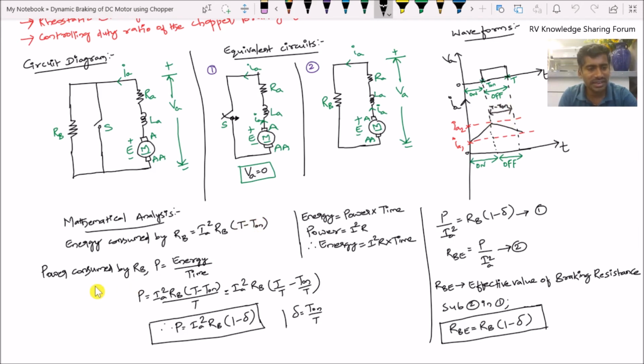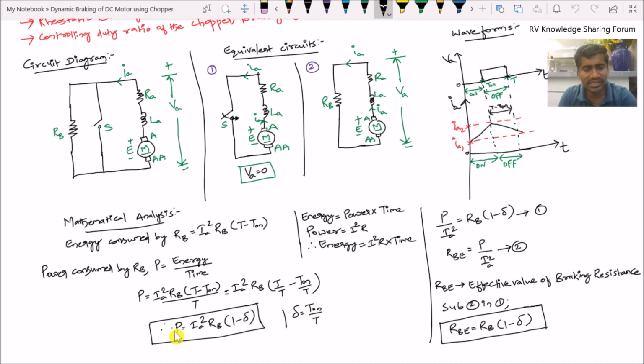Now let us calculate the power consumed by the braking resistance. Power can be written as energy divided by time. So P is equal to the energy we have already found, Ia square RB into T minus T on, divided by the total time period T, which is equal to Ia square RB into T by T minus T on by T. T and T cancel each other, so it becomes 1, and T on by T is nothing but the duty ratio. Delta is the duty ratio of the chopper, which is T on by T.